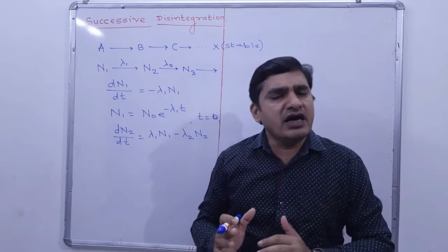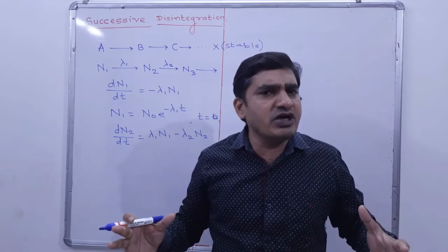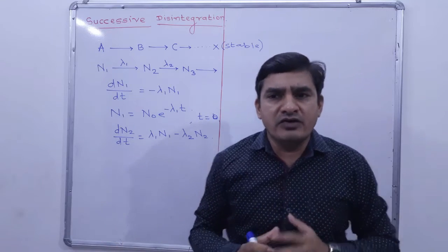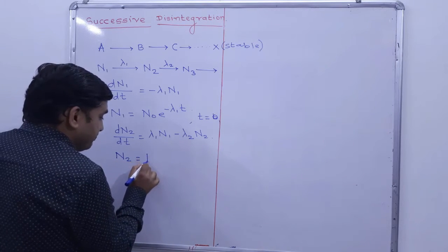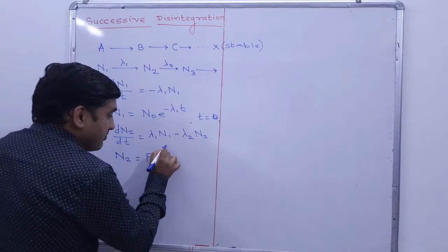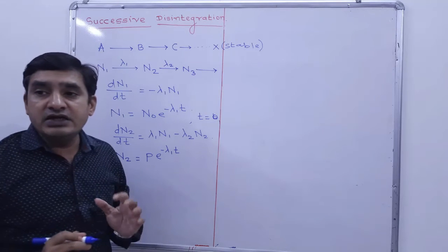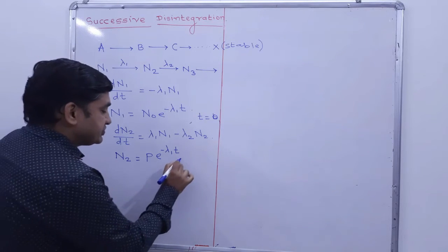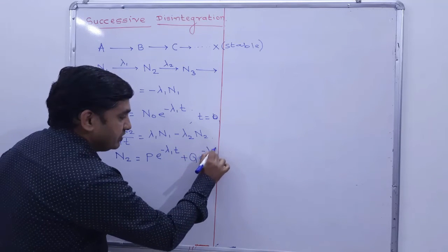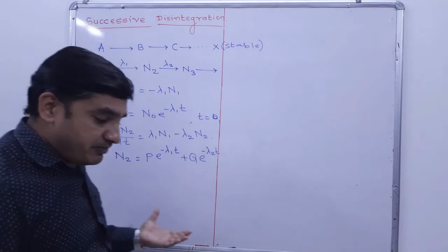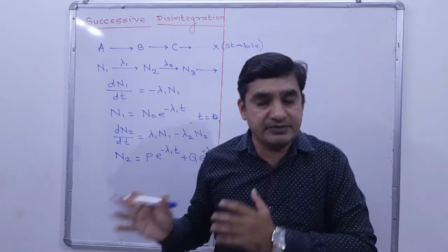Here again we can say that the radioactive nuclei disintegrate exponentially with time, and therefore the number of radioactive nuclei for the daughter is equal to p into e raised to minus lambda 1 into t, this is the first term, plus q into e raised to minus lambda 2 into t. This represents the number of radioactive nuclei for the daughter atom.